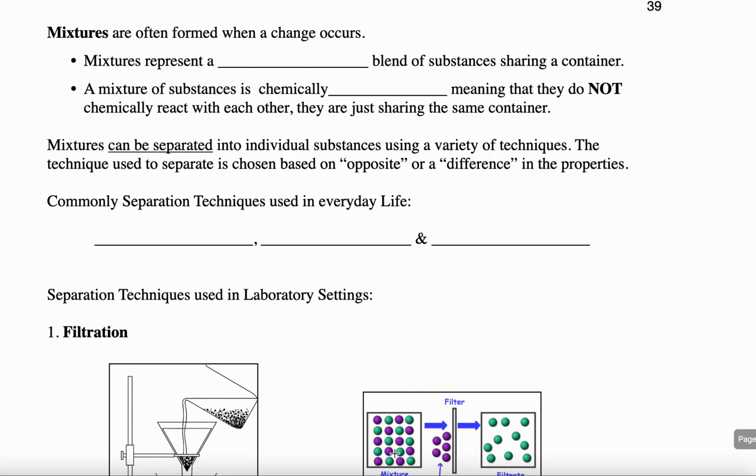Mixtures are often the result of a change that occurs. A mixture represents a physical blend, so a physical blend of the substances sharing a container. The substances present in a mixture are chemically inert, meaning that they do not chemically react with each other. They just simply share the same container.